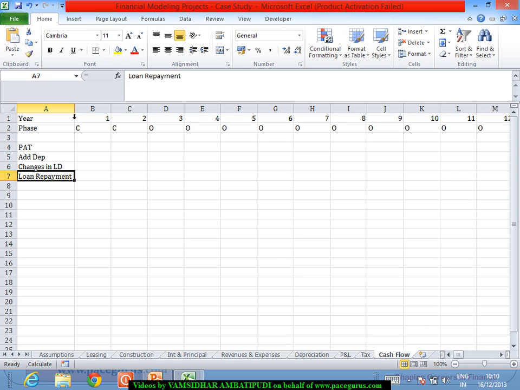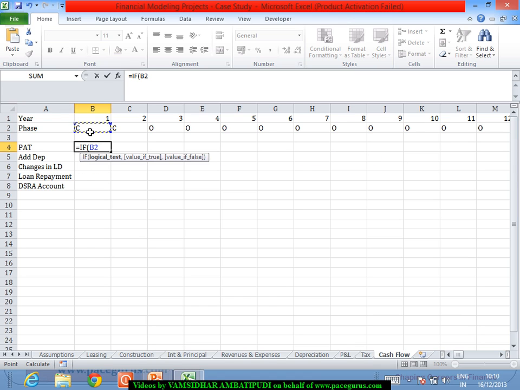The loan repayment, another element getting into the cash flow statement. And I am also looking at the DSRA account contribution. So these are some of the major elements which are impacting my cash flow statement. So I have to reflect all those things as a part of my cash flow statement here. So let me start looking at the PAT. Okay, again all these are applicable to my operation years only.